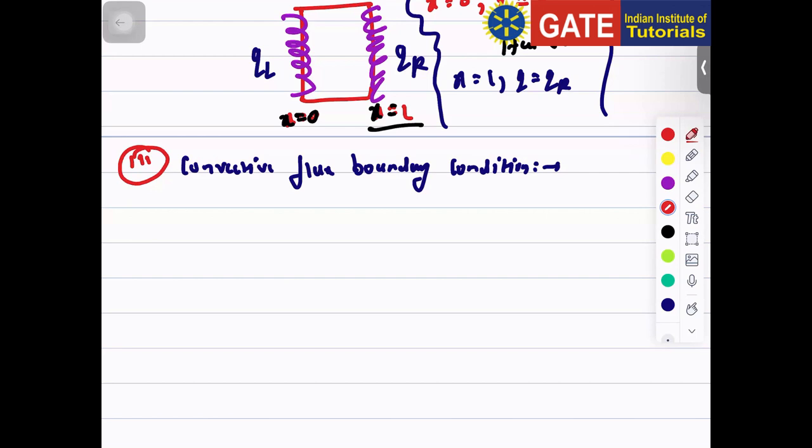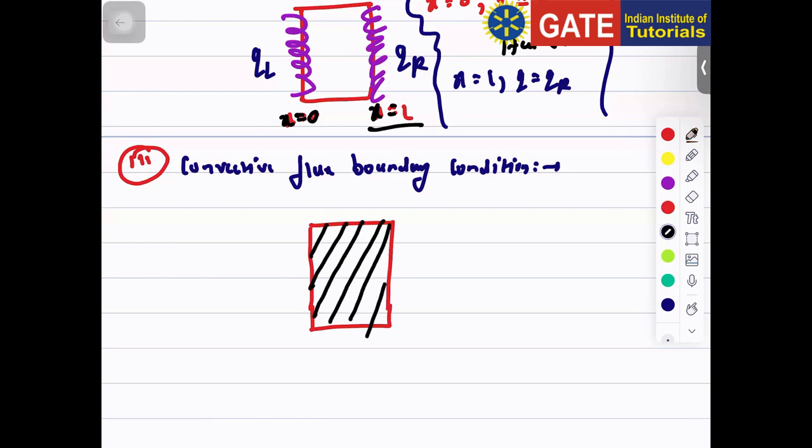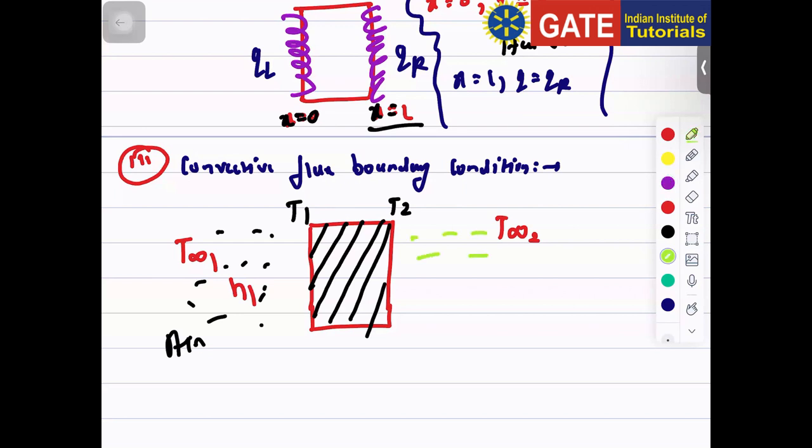So just try to understand, if this one is a slab, in this slab conduction will happen. Let's say here temperature is T1 and here temperature is T2. On the left side there is an air medium at temperature T infinity 1, and on the right there is T infinity 2. Here there is air, or any kind of fluid, and the heat transfer coefficient is h1. Again on this side also there is air or some fluid surrounding it, and the heat transfer coefficient is h2.